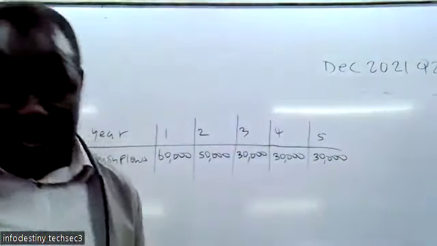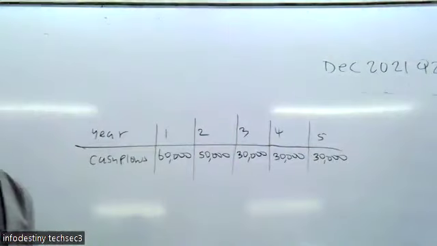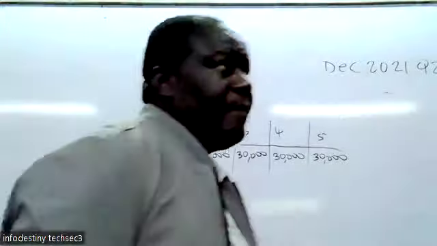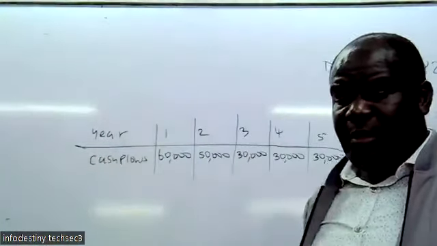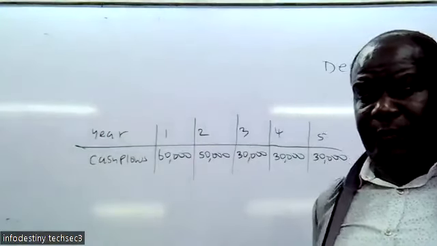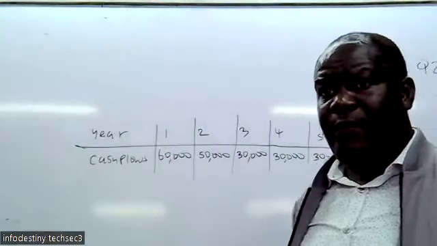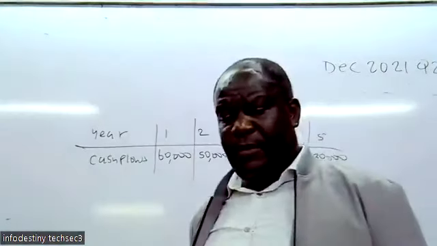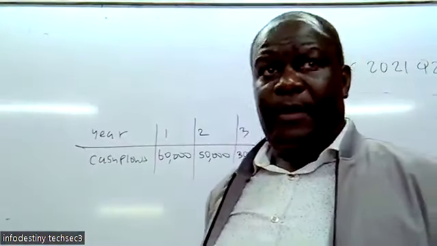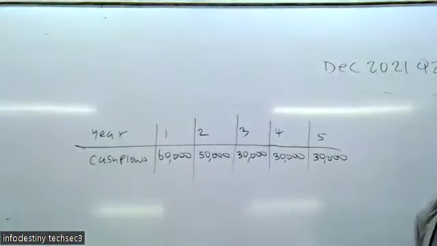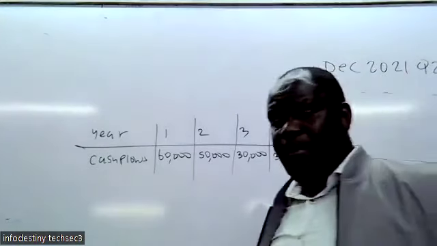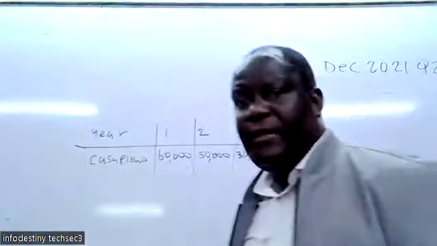Then now we add there a paragraph that if the cost of capital is 12%, determine the present value of these cash flows.